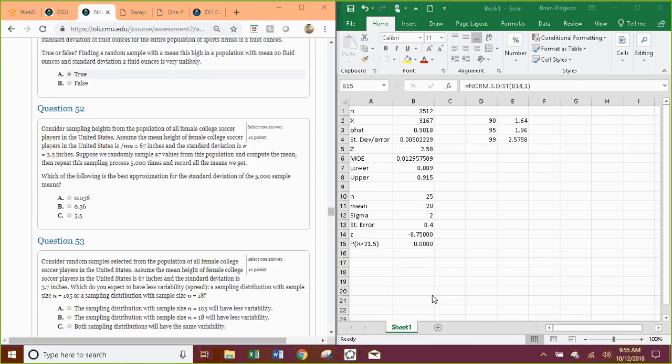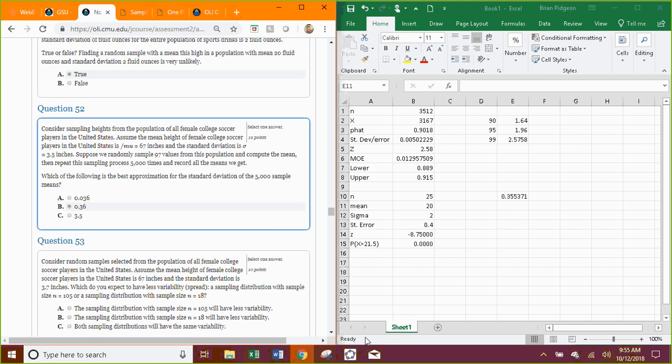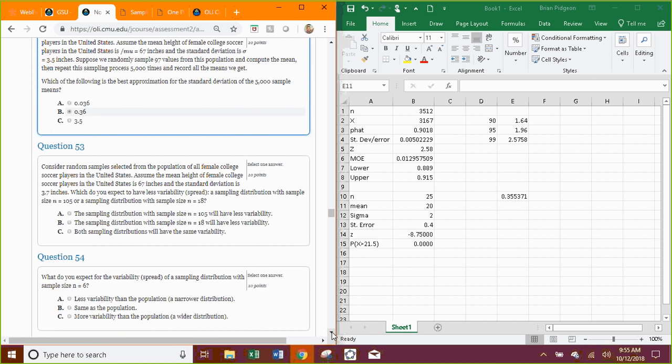All right. Consider sampling height from the population of all female college soccer players in the U.S. Assume the mean height of a female college soccer player is 67, and the standard deviation is 3.5. Suppose we randomly sample 97 values from the population and compute the mean. Repeat it 5,000 times. Which of the following is the best approximation for the standard deviation of the 5,000 sample means? Well, this deals with means, so the standard deviation is just sigma of the population, 3.5, divided by the square root of your sample size, 97. So 0.355, or 0.36.